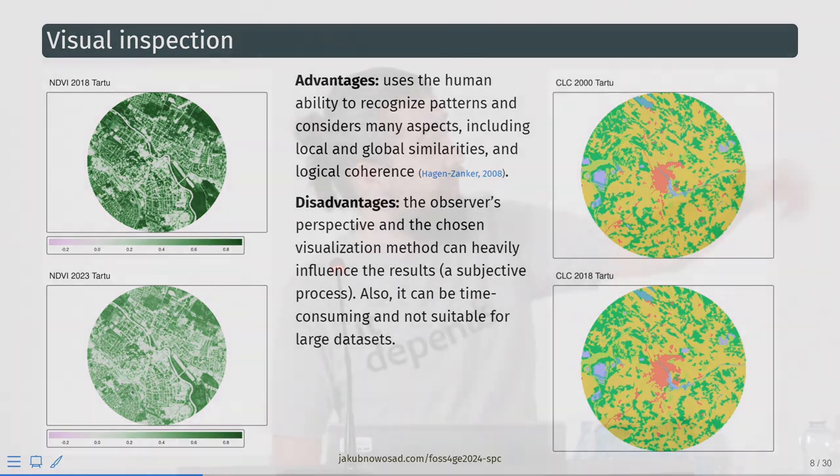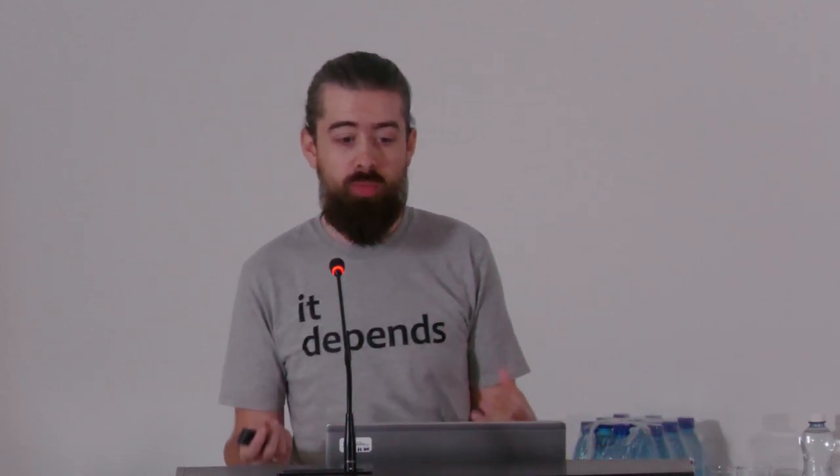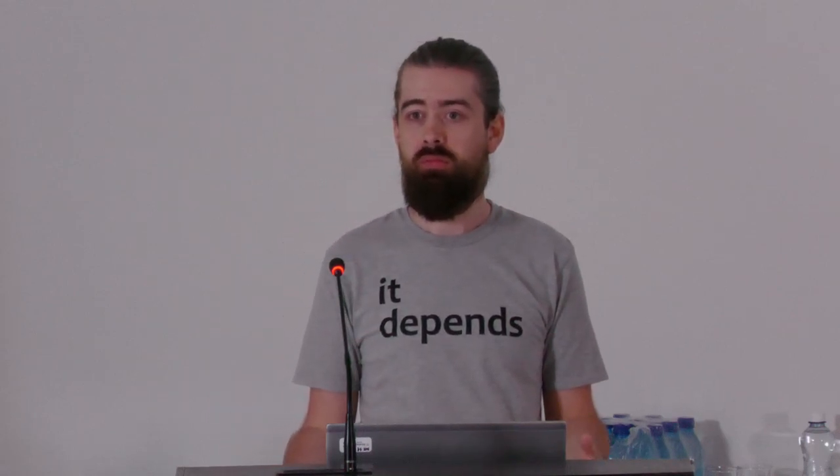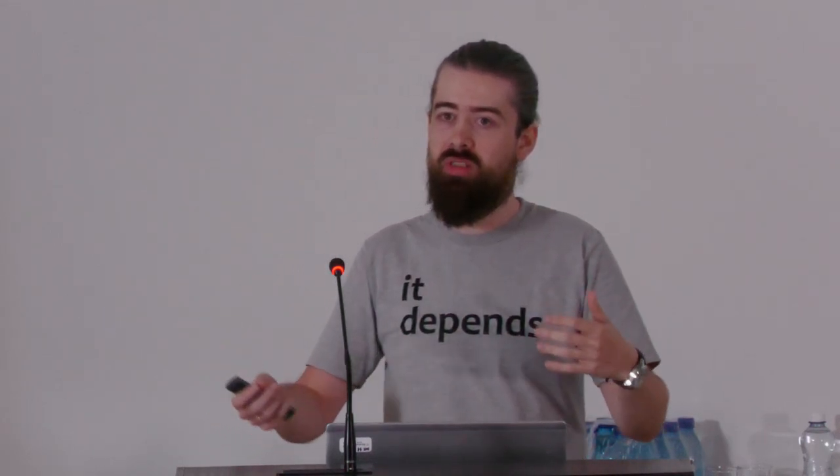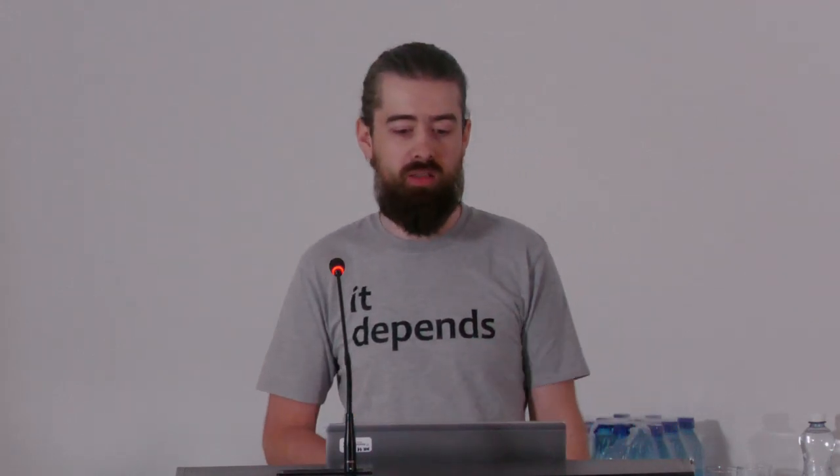Similarly, we can see on categorical rasters that there is a visible urban growth between 2000 and 2014. So human vision is great, because at the same time, we can see different dimensions, different changes, and different aspects of what we can observe. But of course, there is one really huge problem: we are subjective.